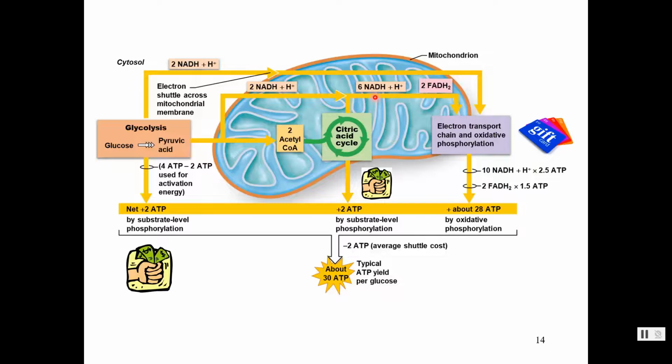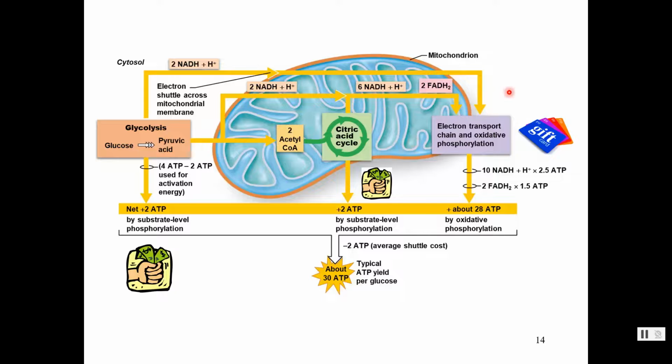So we have some more high-energy electron carriers. We made 6 NADH plus H+ and 2 FADH2s. Like I said, think of all those electron carriers as gift cards. In order to get the energy out of them in a useful form, they have to go to the electron transport chain, which is in the inner mitochondrial membrane, so right here.